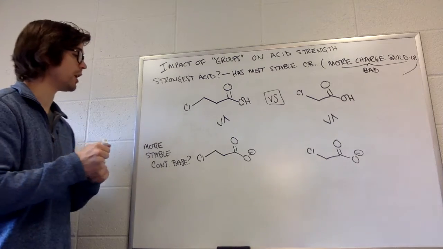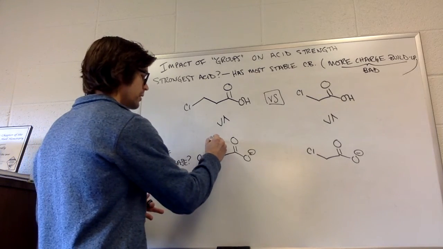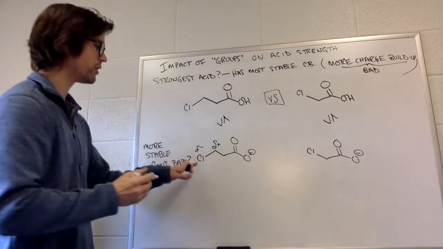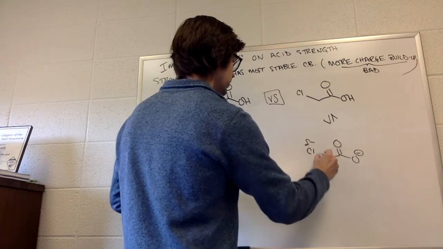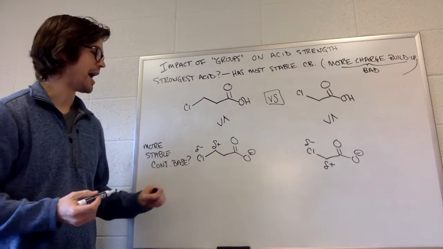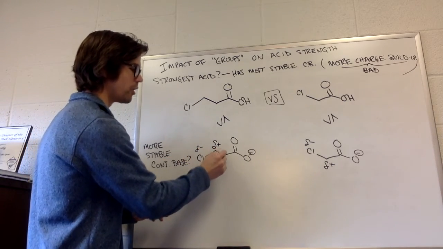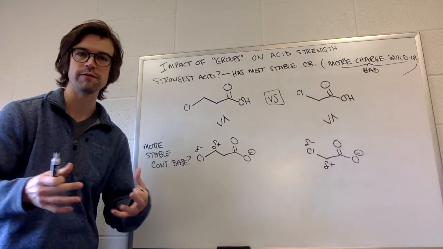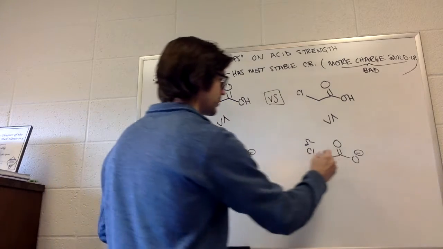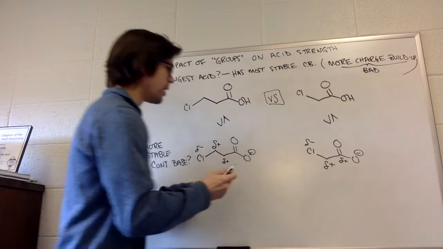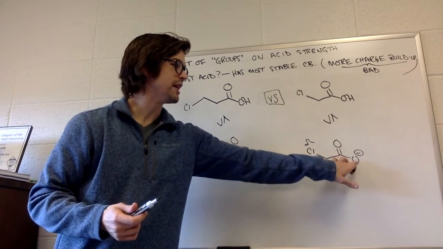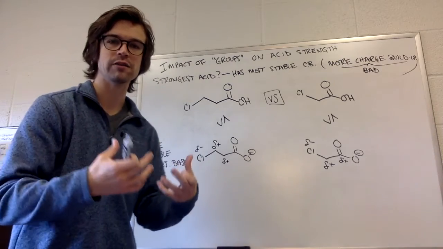Both of those chlorines are going to do induction, but when we think about it, the partial positive that's attached to the chlorine is going to be a certain size on the carbon that's directly attached. And remember, the size of that partial positive gets smaller and smaller the farther it gets away from that chlorine. So here we have a smaller partial positive, smaller partial positive. And now we're actually on the carbonyl carbon.